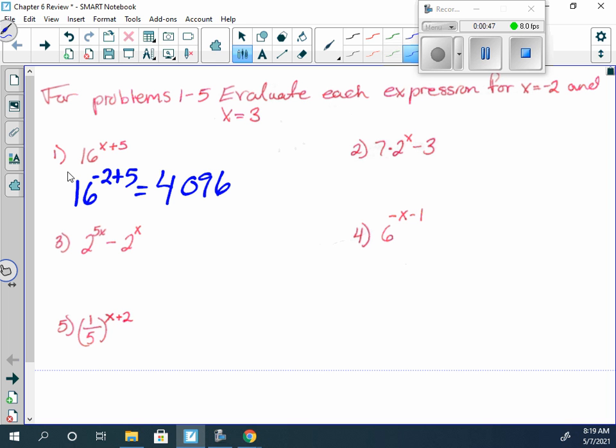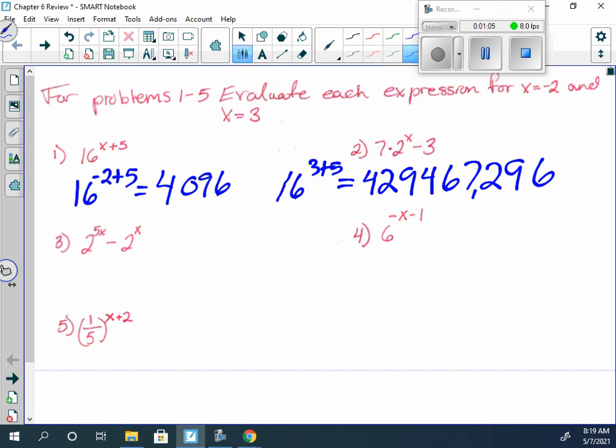And at this point here, really, we can just type that into the calculator, and it'll tell us what it is. The same is true for when x is 3. It would be 16 to the 3 plus 5, which is going to be this big number here. So really all we have to do for these here is plug them into the calculator to get our answer. So any questions on any one of these in particular?